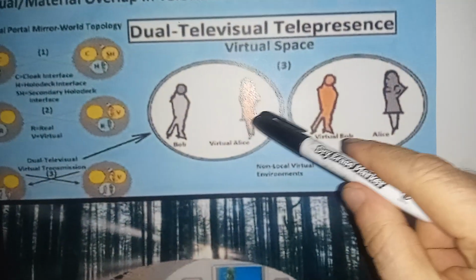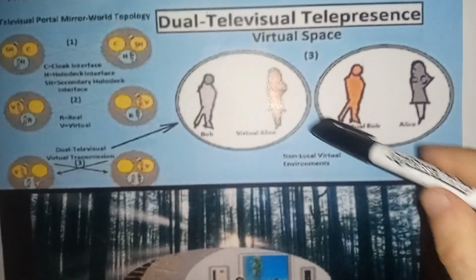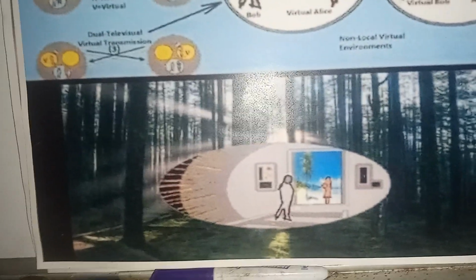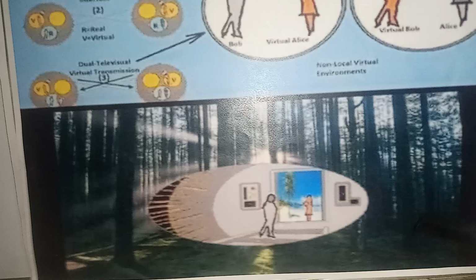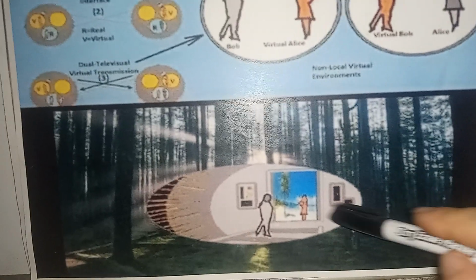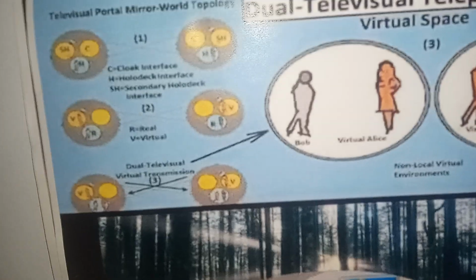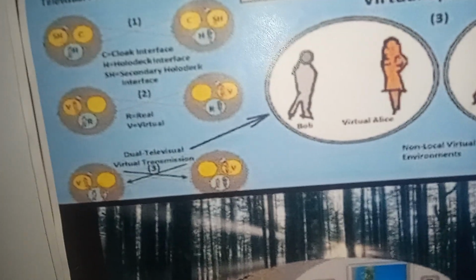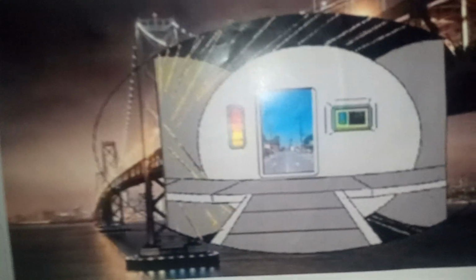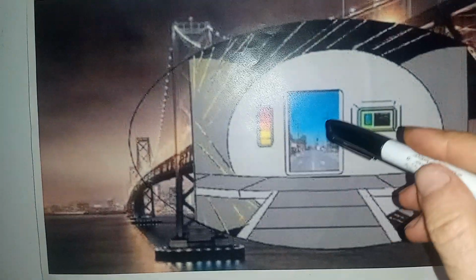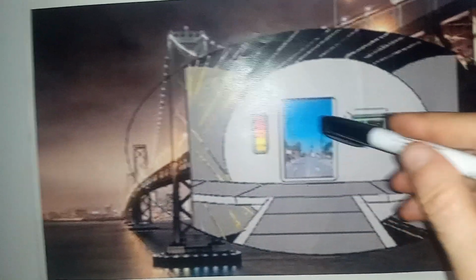And these are the two people meeting in virtual form. I won't go into telepresence right here, but this shows that there's a visual boundary, a cloaked boundary, concealing a virtual reality inside. And this is another image of a televisual portal. There's a cloak boundary outside, and the holodeck is in here.